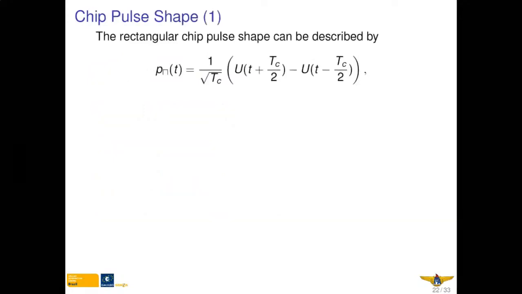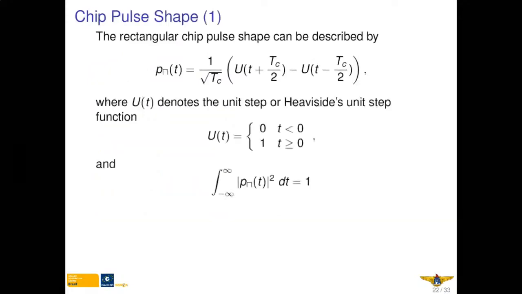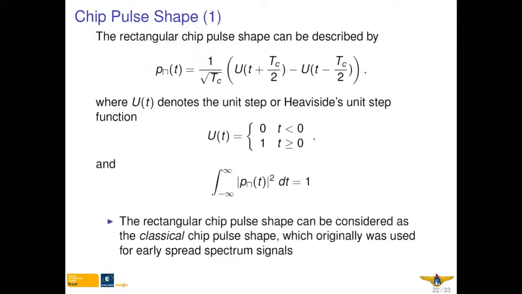The rectangular chip pulse shape can be described by this equation, where u of t denotes the unit step or Heaviside unit step function. Everything above 0 is 1, and everything below time 0 is 0 in this function. We also assume that the rectangular chip pulse shape is normalized. It can be considered the classical chip pulse shape for direct sequence CDMA systems. If you open any book on this, you will find rectangular chips described.